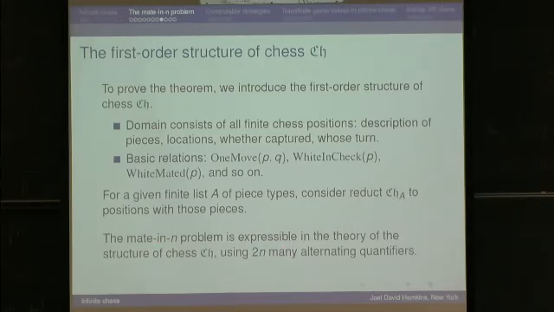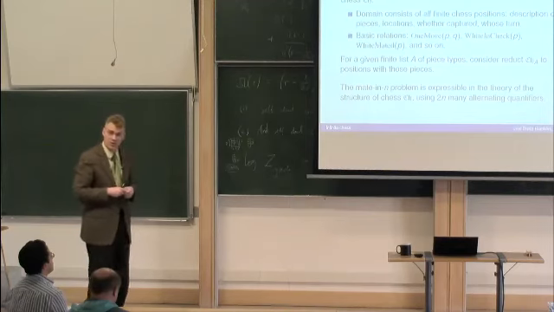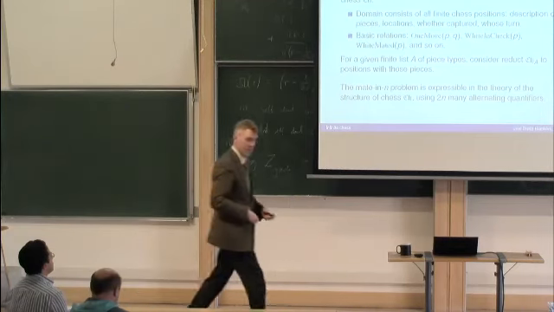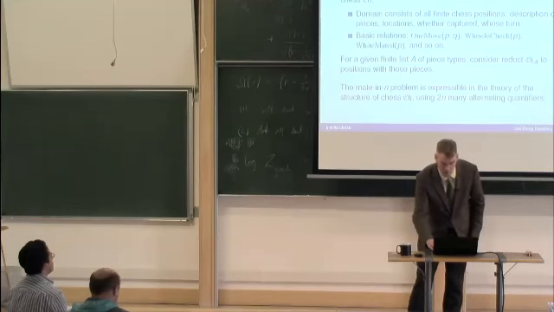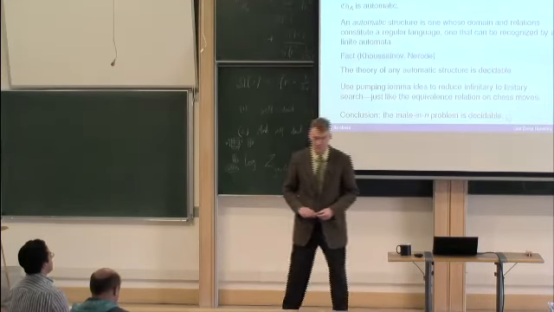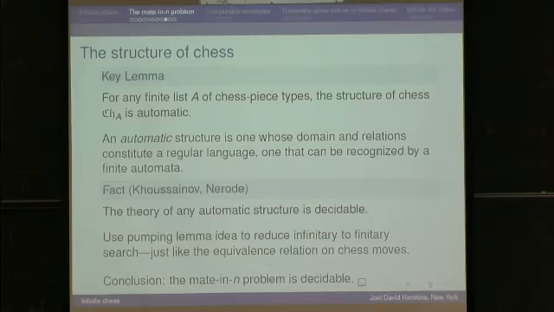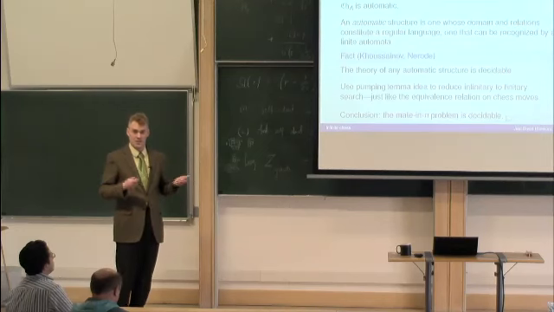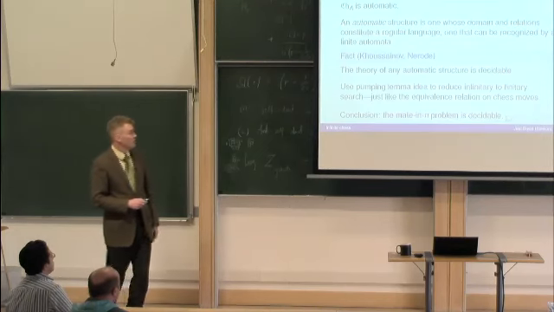So the mate in n problem is expressible in the theory of this structure. I'm not saying that implies it's decidable yet, but the mate in n problem with those alternating quantifiers is expressible in this language as an assertion in this structure. And now the key lemma of the decidability proof is that this structure is automatic. It's an automatic structure in the sense of finite automata theory, which means that it can be represented as a set of strings, and the relations can be represented as relations on finite strings, such that the strings form a regular language, meaning that it's the set of strings accepted by a finite state automaton.